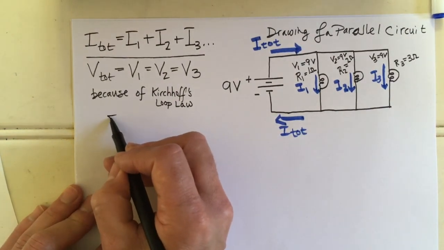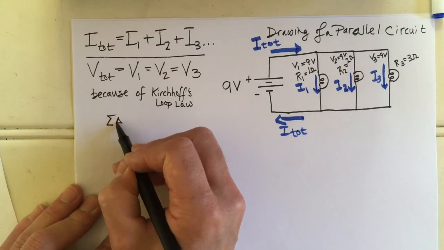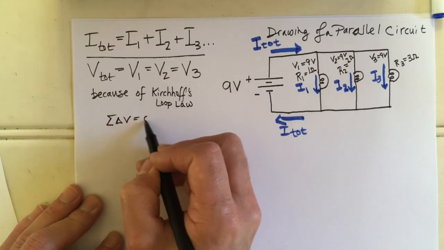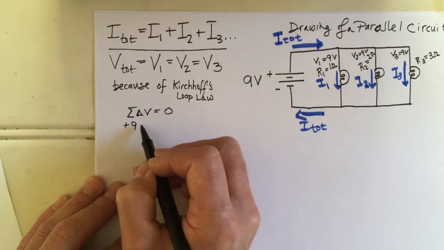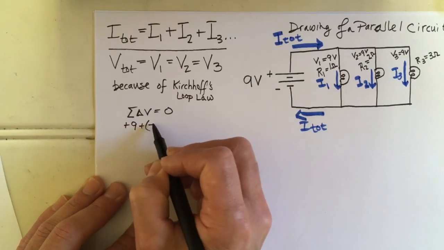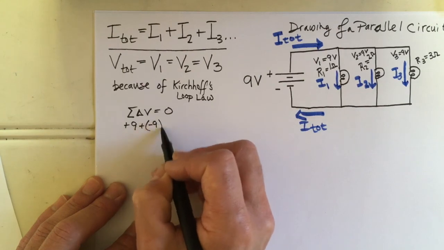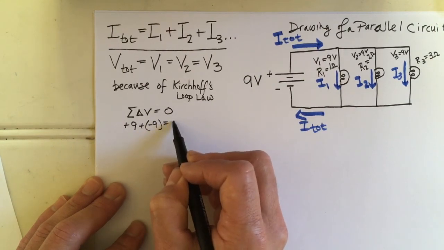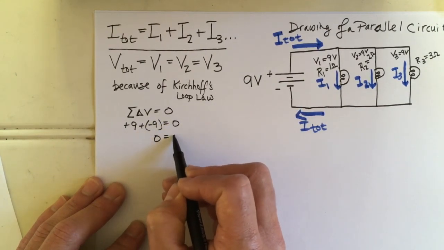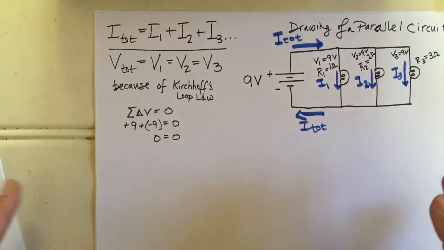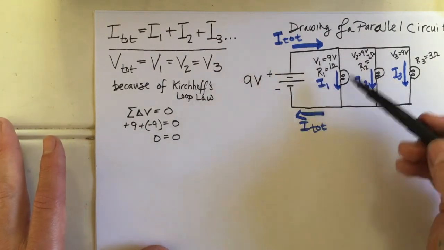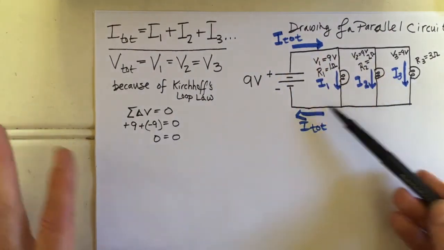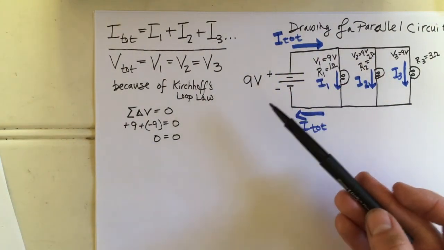For Kirchhoff's loop law, sigma delta V is equal to 0, and we would just say positive 9 from the battery plus negative 9 from the bulb. And is that equal to 0? And the answer is yes. So Kirchhoff's loop law is working. So this is why each bulb gets full access to the battery.